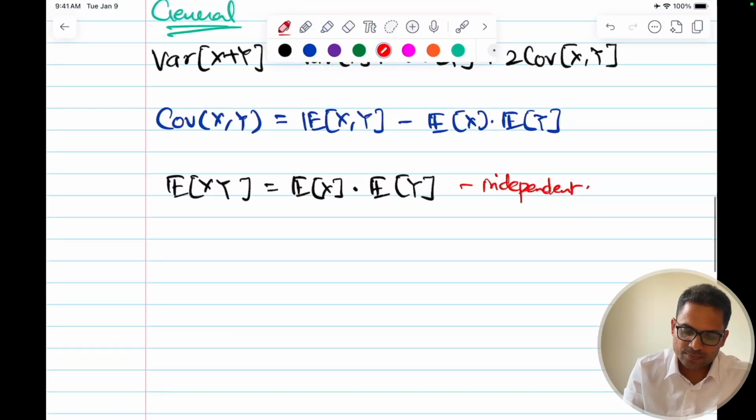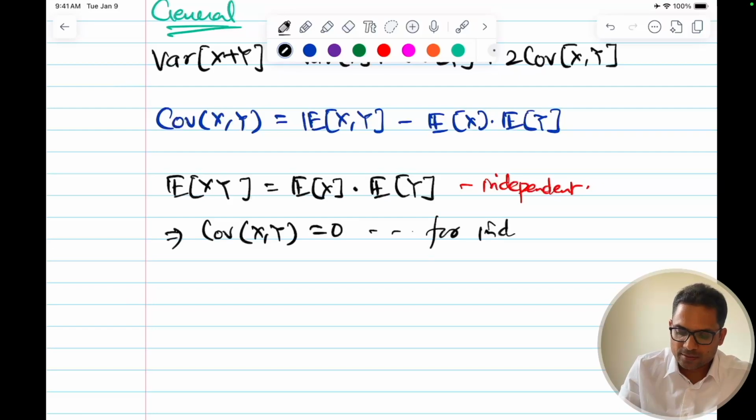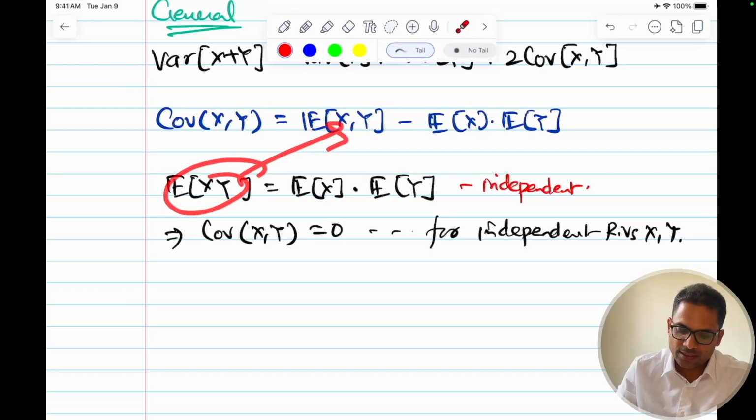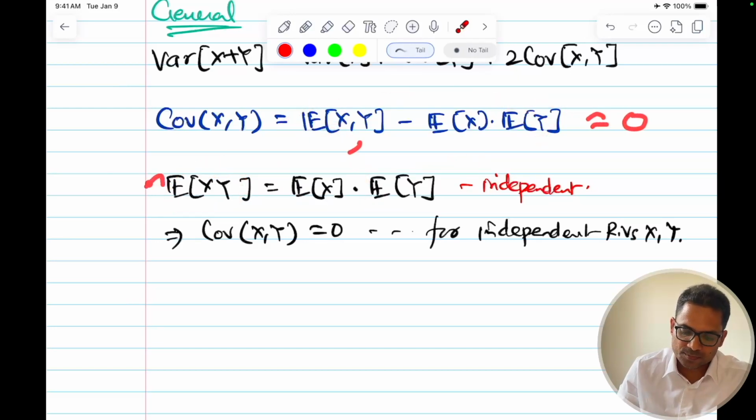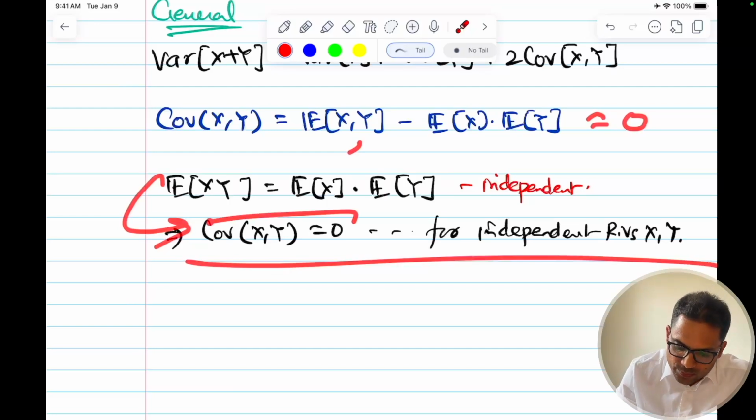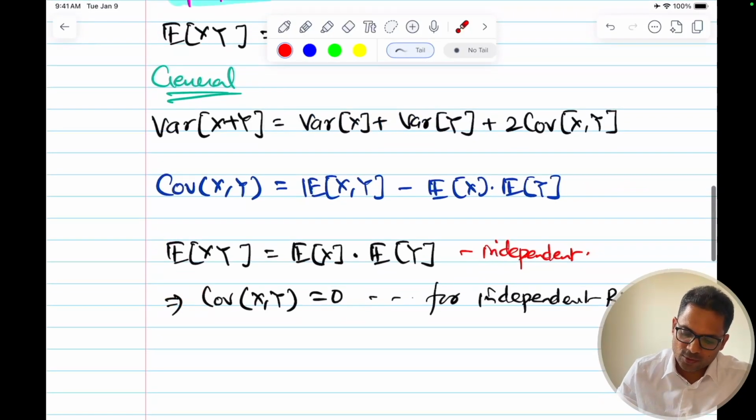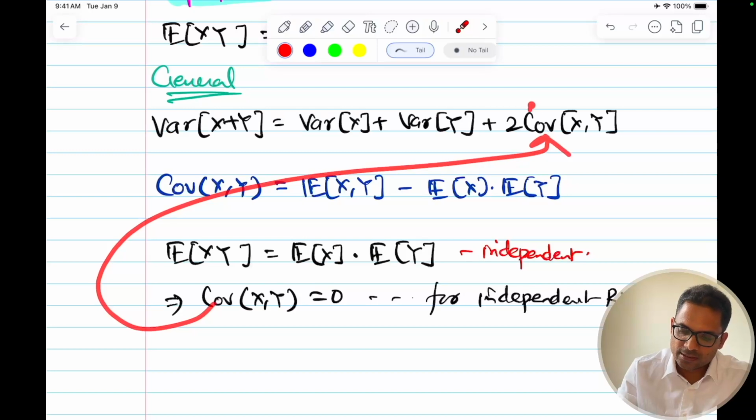So what does this mean? This implies covariance of X, Y will be 0 for independent RVs X, Y, because expectation of XY and expectation of X into expectation of Y are both equal, so this will become 0. That's what I'm saying here. And if this becomes 0, what will this formula be? This term will become 0.